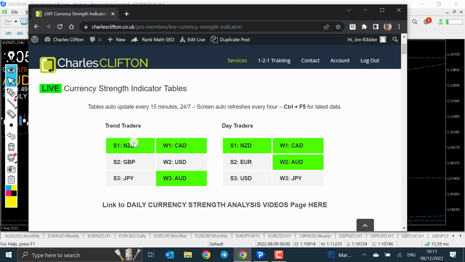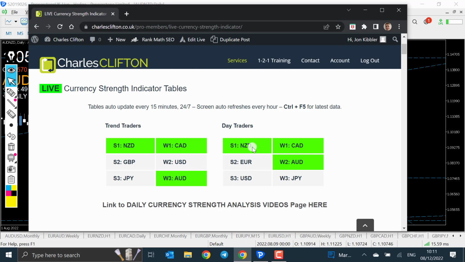Well, the trend traders continues to show us that the New Zealand dollar is the strongest currency with S1. That is then followed by the pound at S2, followed by the Japanese yen at S3. On the weak side of the table, we have the Canadian dollar as W1, topping the table. The US dollar is the second weakest currency, and then we have the Australian dollar as the third weakest currency.